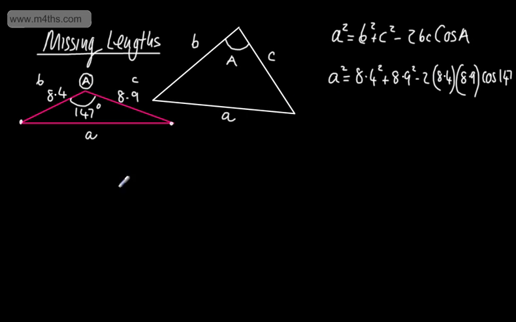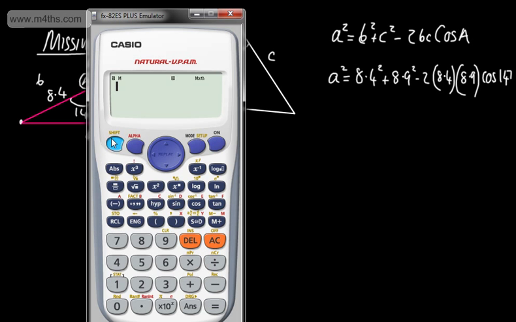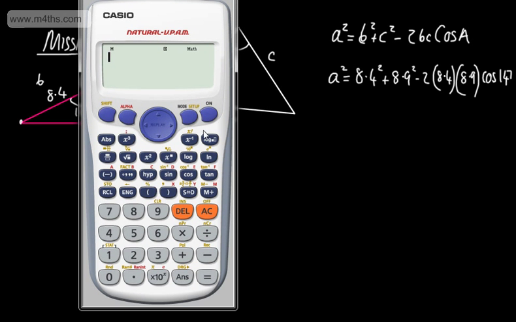147 degrees. So if we put the calculator in degrees mode, shift mode 3, we can go ahead and find that length. I'm going to take the square root of both sides: the square root of 8.4 squared plus 8.9 squared, and then minus two lots, so 2 times 8.4 times 8.9 times the cosine of 147 degrees.